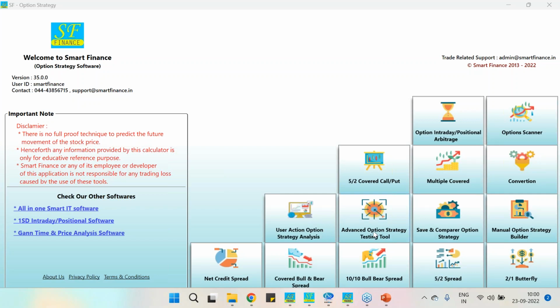Only you are forming a strategy, hitting a button through the clone process, it creates the clone and tests the strategy. So this is one of the best features of this option strategy software, and those who have the software can take the benefit of that.